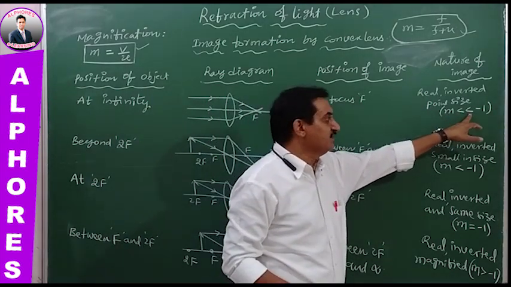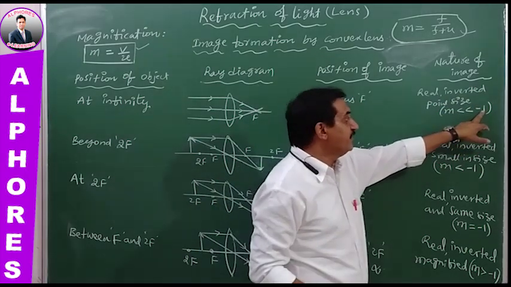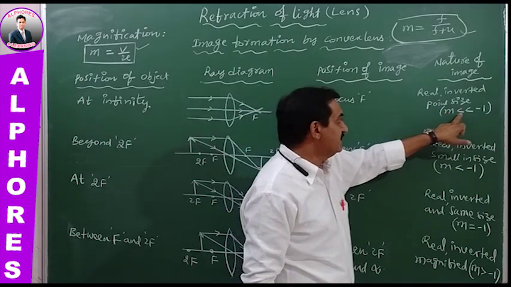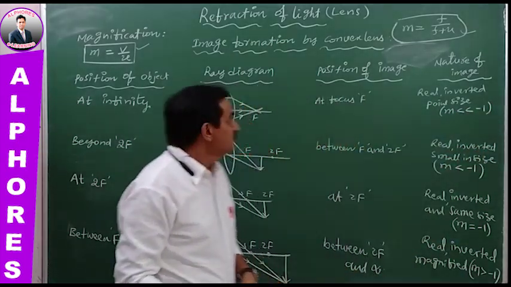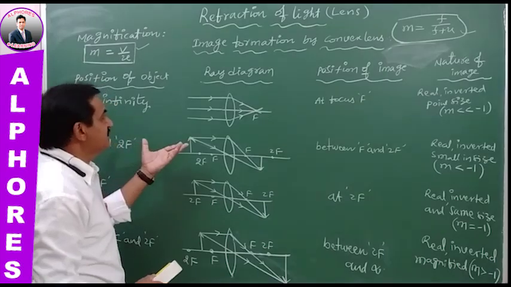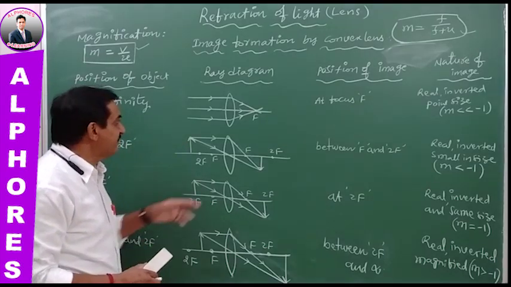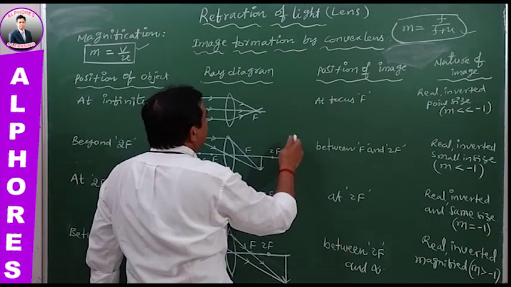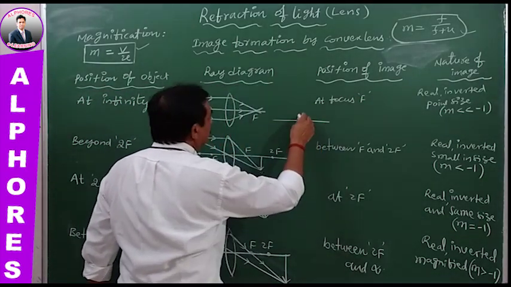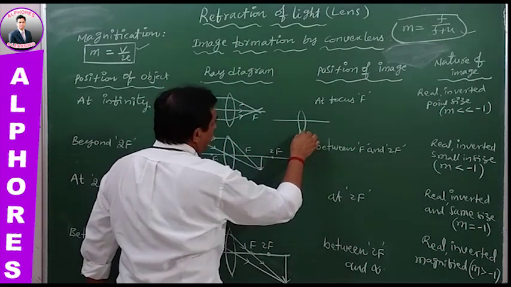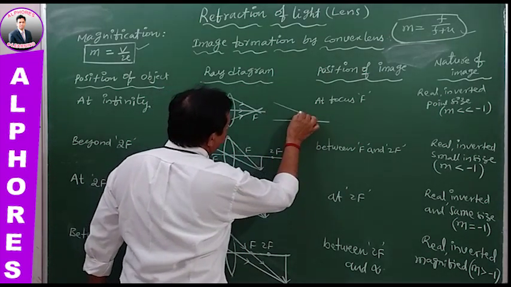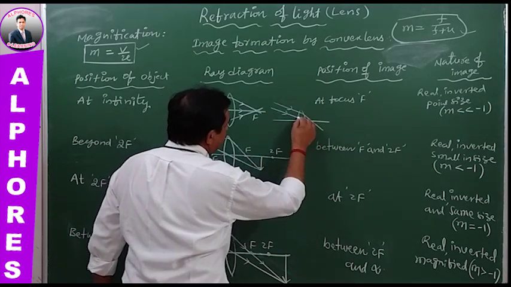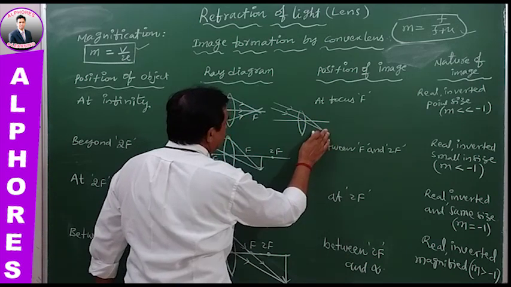Therefore, its magnification, taking an inverted image, is negative, but very small in size, point size, M much less than minus 1. So how can we take this as inverted? How do you decide it is point size? Very simple. By taking a parallel beam of light, I can give one more example. In a ray diagram, a parallel beam is incident like this. After refraction, these light rays come to focus.